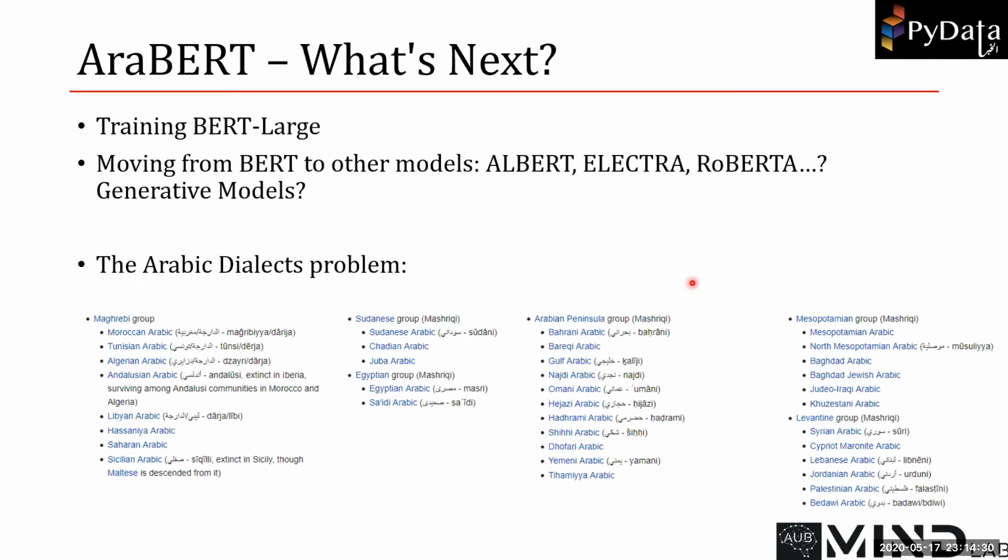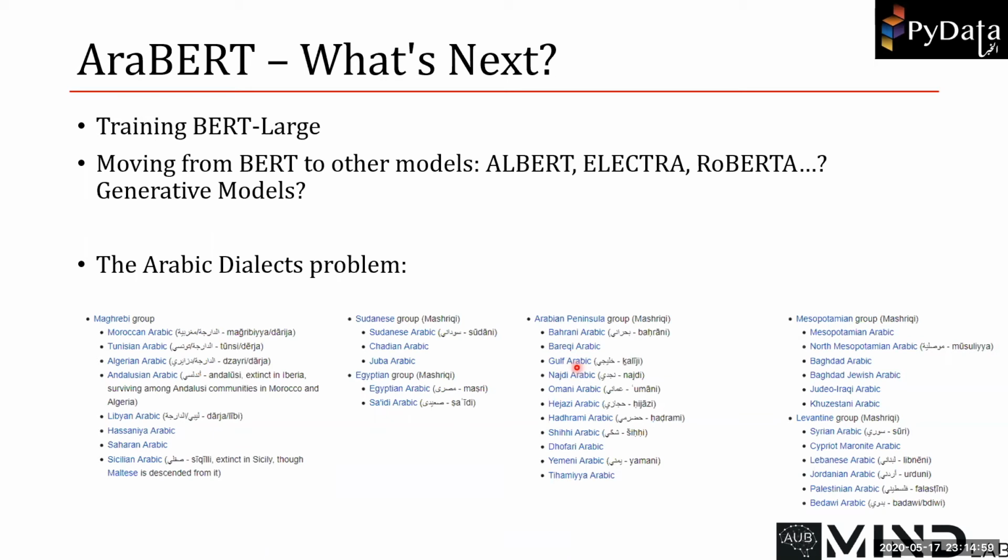Also, in the Arabic language, we have too many dialects. These dialects are split into groups, and each group has its own unique vocabulary and unique sentence structure. So maybe an AraBERT that is trained on dialect, maybe this is a solution. Or maybe we can find a way to reconcile between MSA and dialect. So this is also a research question.